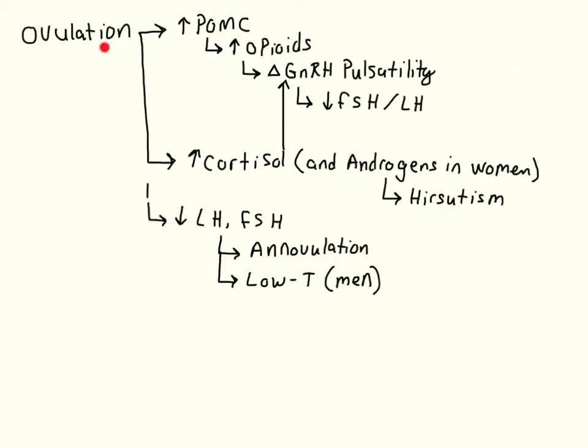So to summarize this, you get an increase in pro-opiomelanocortin, which increases opioid production, altering GnRH pulsatility. With the alteration in pulsatility, you get low FSH and low LH. Also, the increase in cortisol will alter GnRH pulsatility. In women, androgens will also be produced, causing hirsutism. In women, the low LH and FSH end up resulting in anovulation. In men, it results in low T and also in a low sperm count.